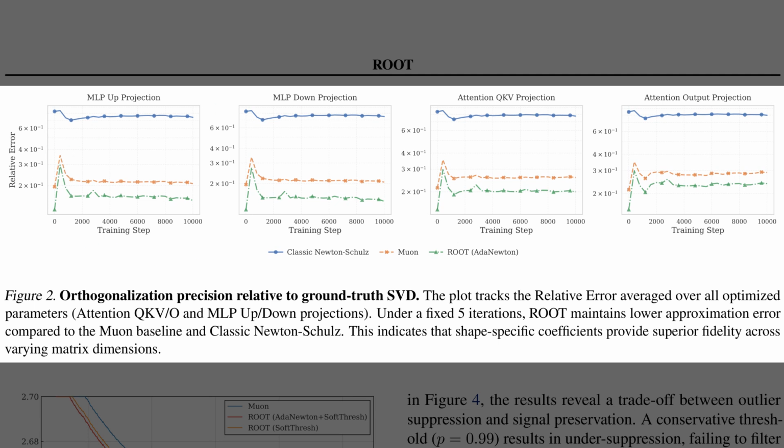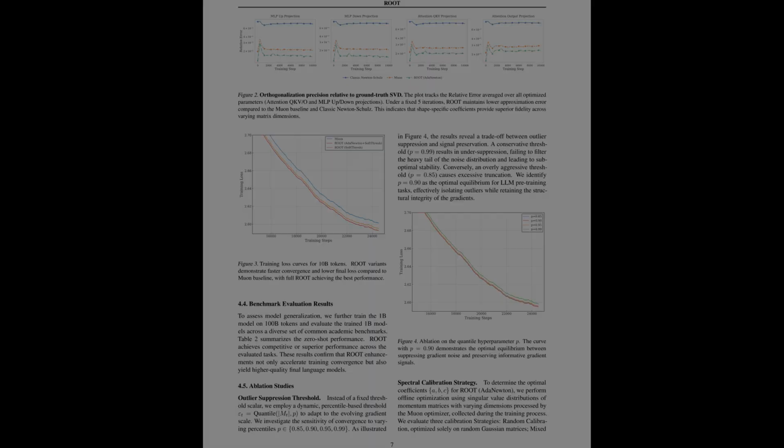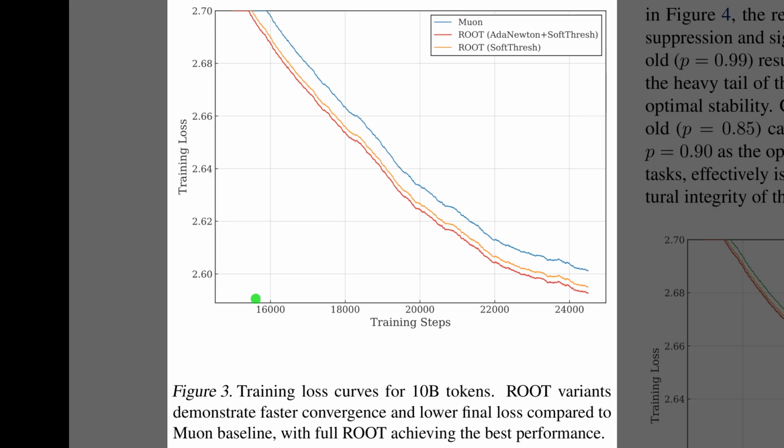Well, Figure 2 translates those robustness ideas into actual training dynamics. The 4 panels track relative error for different projection layers, and across all of them, the green Root curve stays clearly below both the blue classic Newton-Schulz and the orange Muon curves. That consistent gap means Root's shape-specific coefficients approximate the ideal singular value decomposition much more closely, even with only 5 orthogonalization iterations per step.